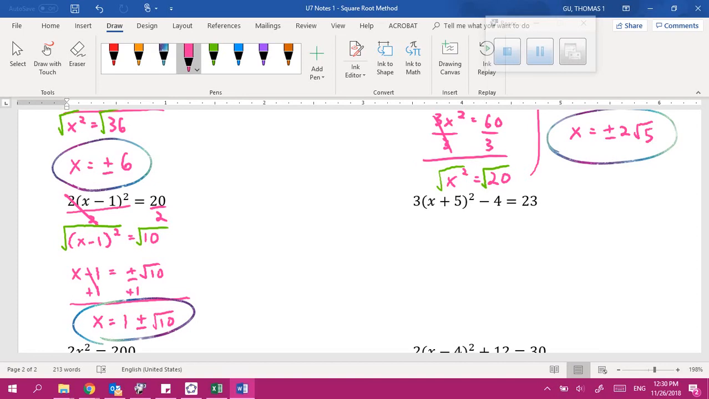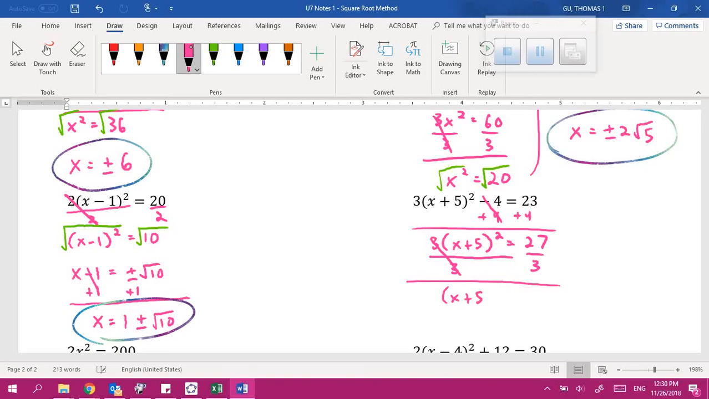Okay, on to the next example then. What would I do first on this one? 3 times x plus 5 squared minus 4 equals 23. Add 4 first, that's right. I add 4, and that leaves me with 3 times x plus 5 squared equals 27. What do I need to do after that? Divide by 3, that's right. We want to get that 3 out of there. After I divide by 3, then I get? X plus 5 squared equals 9. That's right. X plus 5 squared equals 9.